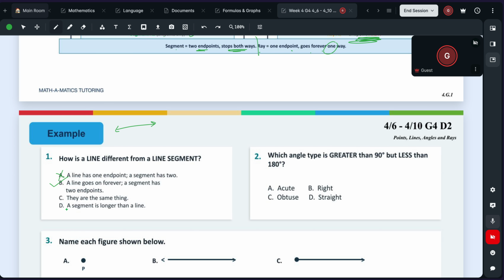We assume that the other two must be incorrect, so let's see. They are the same thing. They are not the same thing. A segment is longer than a line. No, it isn't.